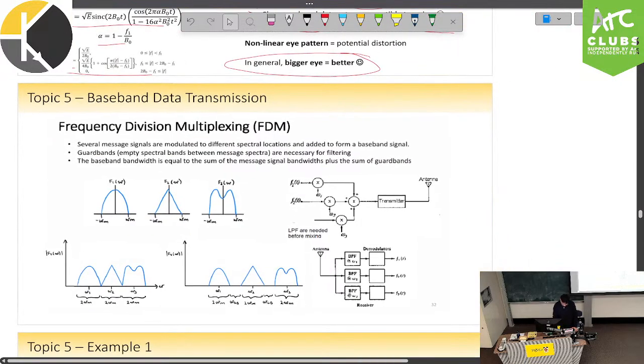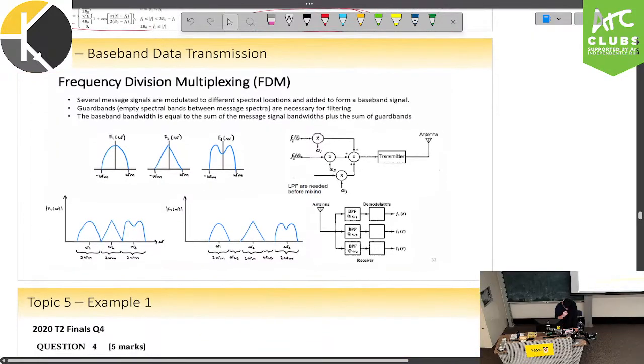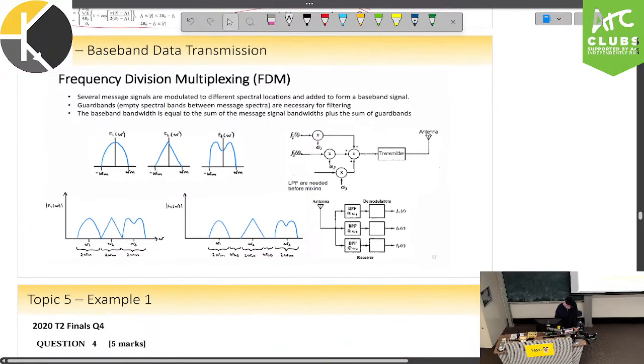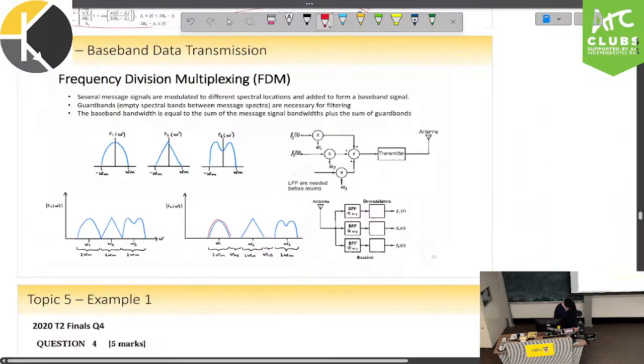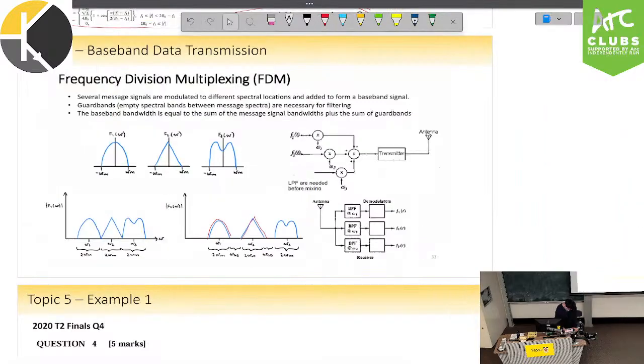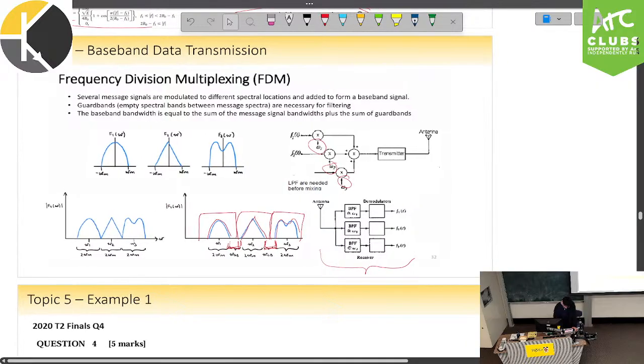Lastly, frequency division multiplexing. This is essentially when we send multiple signals at once by modulating signals at different carriers. So we might multiply one of them by some carrier, another carrier, another carrier. Often we put in a guard band to prevent overlap from occurring, or in other words, aliasing. And then at the demodulator, we will apply some sort of bandpass filter to simply look at one of these messages.